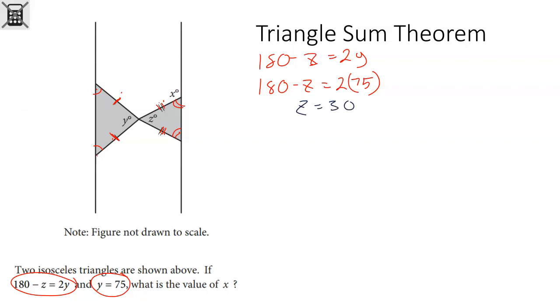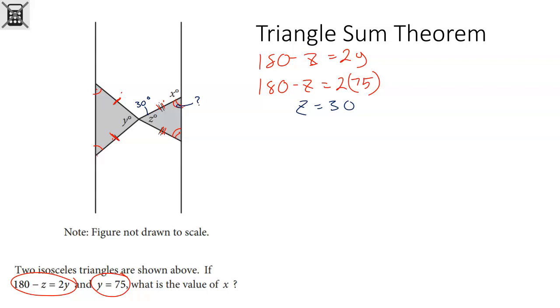So the measure of angle z is 30 degrees. Okay? Alright, now that we know this, we can focus on the rest of this triangle. I'm still trying to get to x. Well, in order to get to x, I have to know what this angle is right here. Figure out what that angle is.